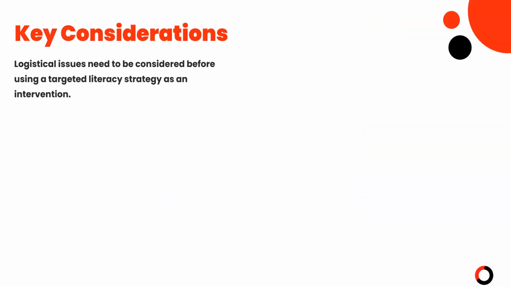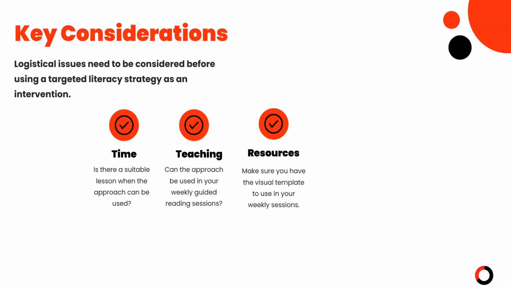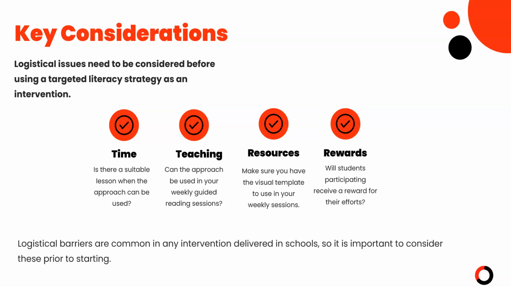And then moving on to some key considerations, it is important to consider logistical issues before starting a targeted literacy strategy as an intervention. So is there a suitable time when this can be delivered? In the teaching, is this something that can be used in your weekly guided reading sessions? Resources, make sure you have the visual template to use in your lessons, and then will you potentially link this to rewards? So logistical barriers are common in any intervention that's delivered in schools, so it's just important to consider these prior to starting.